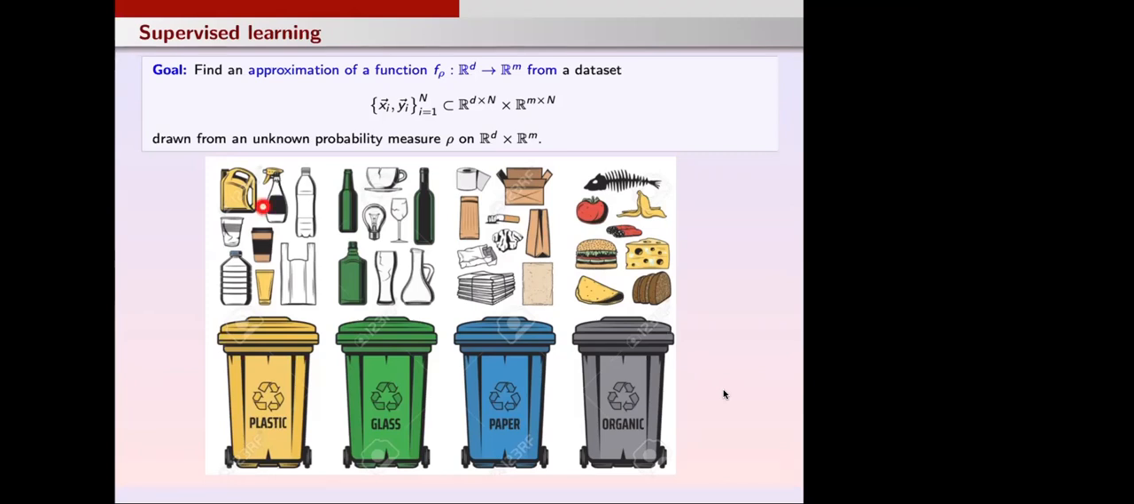So another practical application is, of course, when you are managing the recycling of urban residuals, right?